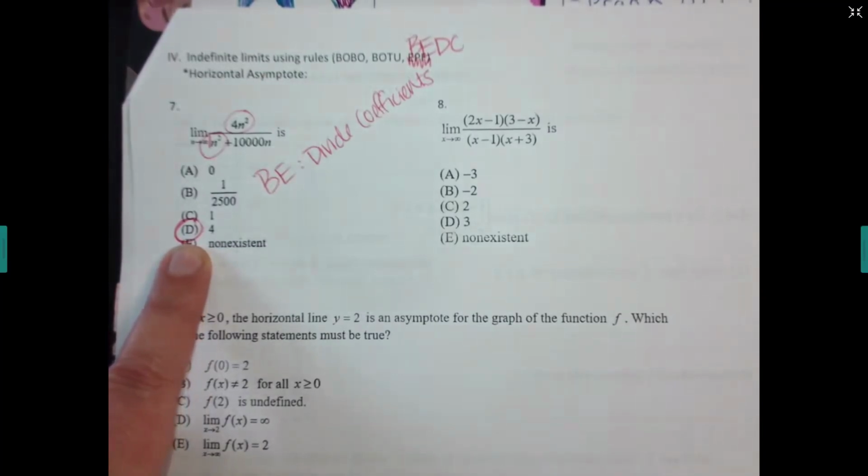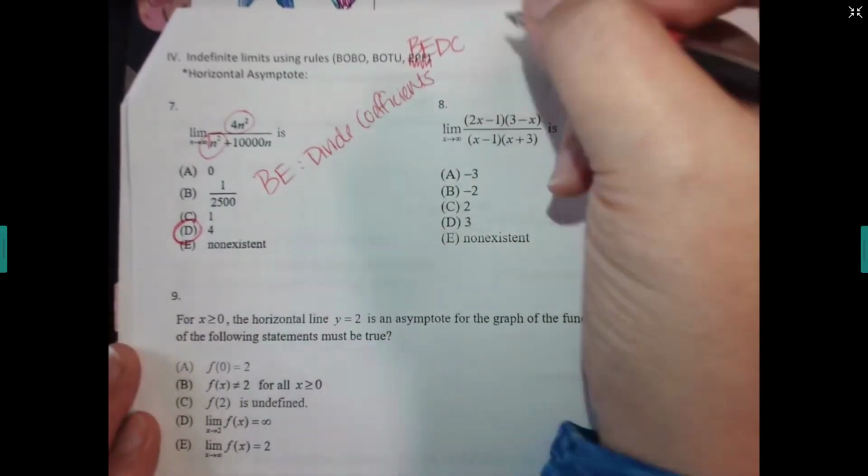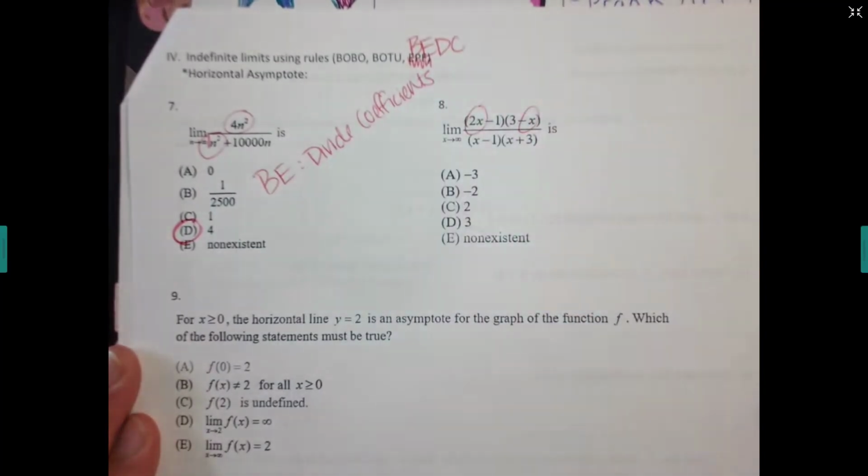Now on number 8, you'll notice you have kind of the same story. Your x is going to infinity, but it's in factored form. Then all that you need to do is multiply out what the biggest thing would be on top versus the biggest thing on bottom. So I'm not going to FOIL out this whole thing. I really just care about what the x's are going to be when I multiply. So what is 2x times negative x?